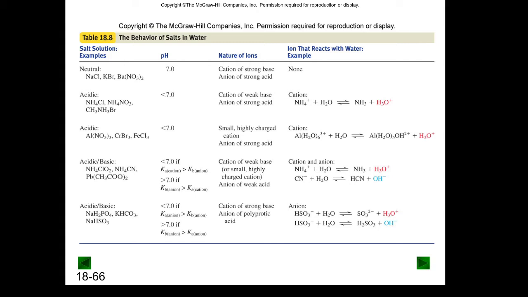Here's a table that sums up these ideas. What if I get a mixture of both? What if I get, like here, under acidic basic?